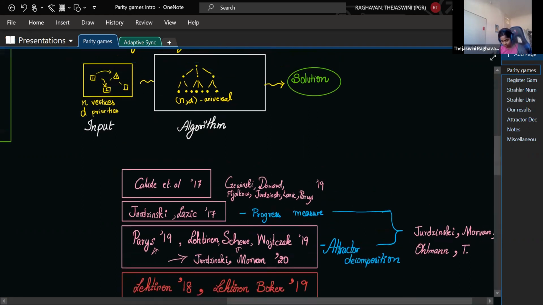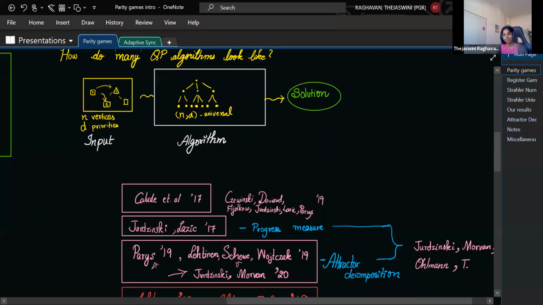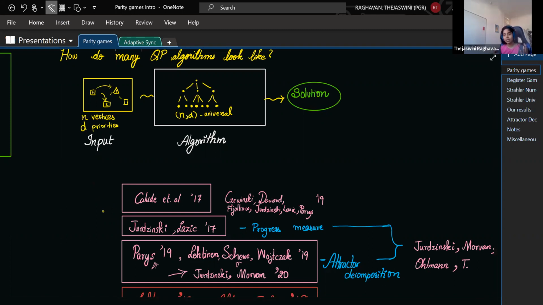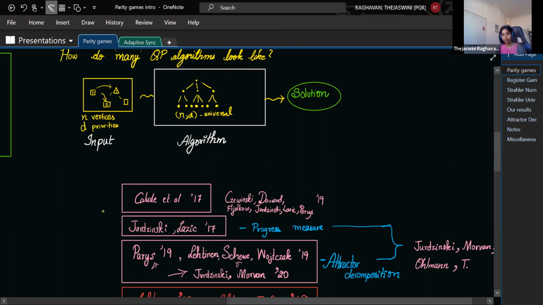And unfortunately, most algorithms do have a universal tree embedded in them, as again pointed out by Czerwiński et al. Calude et al., which is the breakthrough result, has a universal tree because it produces something called a separating automaton, and every separating automaton has a universal tree underlying it.